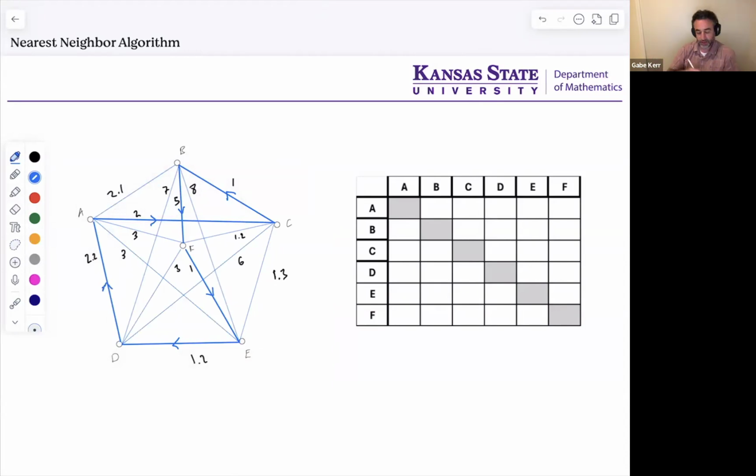So let's see what the total is. Let's consider this as a cost function, as a distance function. So we can think of each of these costs as being the number of miles or how far apart the vertices are. So how far did we go on this trip? Well, from A to C we had 2, and then we added 1 from C to B, and we added 5 from B to F, and then we added 1, and then we added 1.2, and we added 2.2.